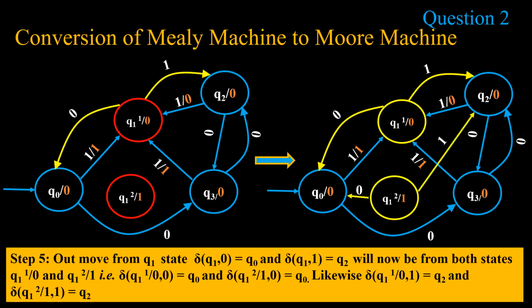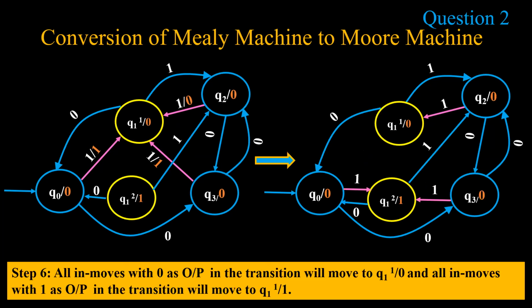Now we need to consider the in moves. We had 3 in moves. Among those 3 in moves, 2 had output 1, 1 had output 0. Now, the in moves with output 1 will move towards Q1_2/1, that is to the state which has output 1, and the one which had the output 0 will move towards Q1_1/0, that is to the state which has output 0. That's how we have split this Q1 state into two parts, Q1_1 and Q1_2. All those corresponding to 0 move to Q1_1, all those corresponding to 1 move to Q1_2.